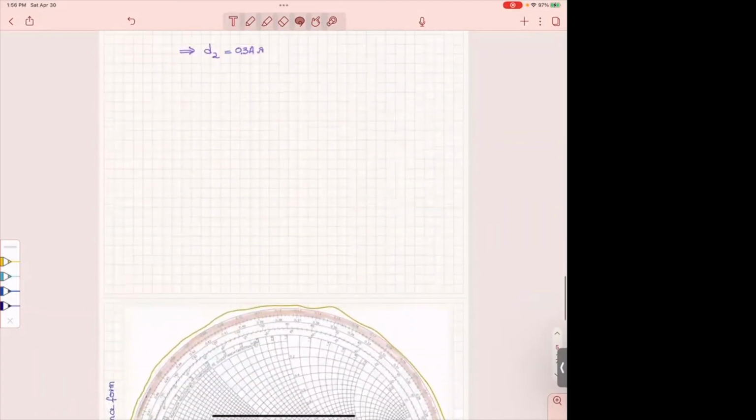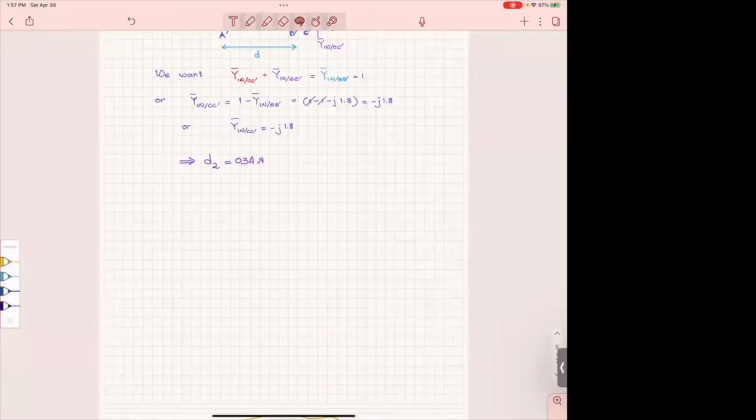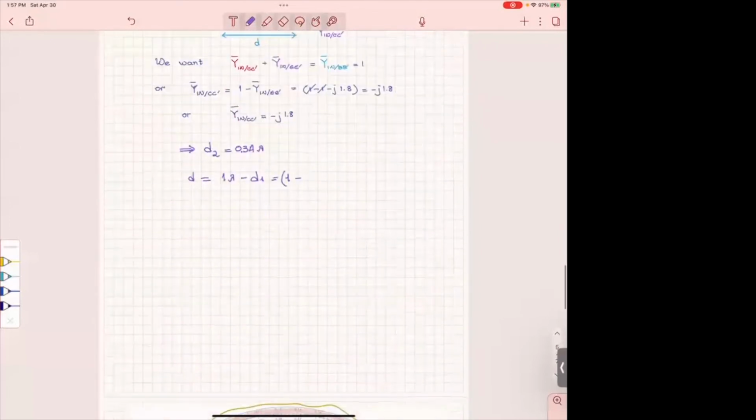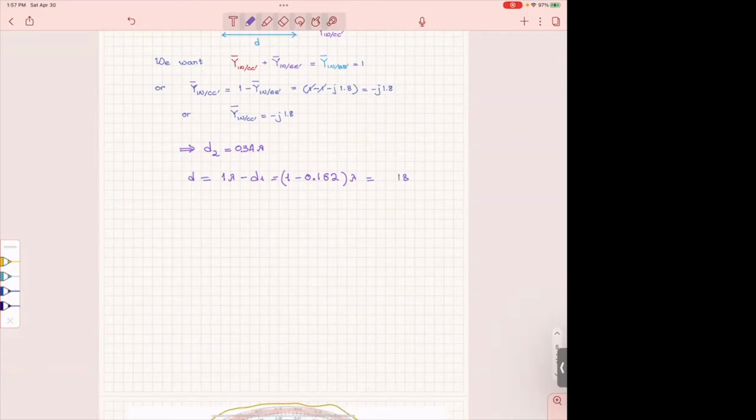So D is going to be 1 lambda minus D1. Therefore, it's going to be 1 minus 0.182 lambda. So it's going to be 0.818 lambda. And then we found D.